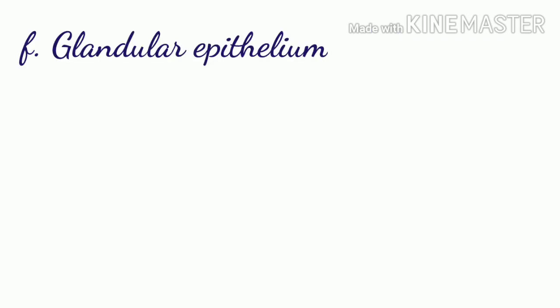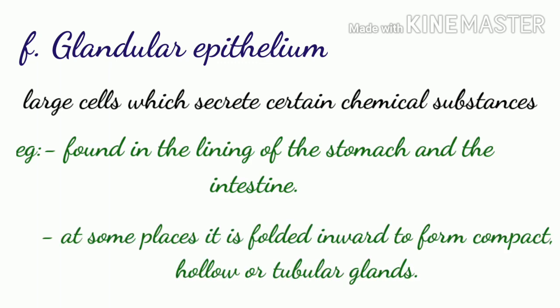There is another kind of epithelium called the glandular epithelium. It is also a kind of columnar epithelium which contains some large cells which secrete certain chemical substances. Such cells are common in the inner lining of stomach and the intestine. At certain places in the body, the glandular epithelium is folded inward to form compact hollow or tubular glands. For example, the sweat glands, tear glands, or the liver.